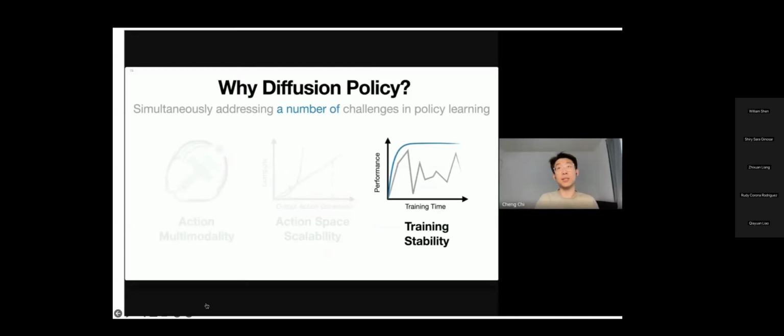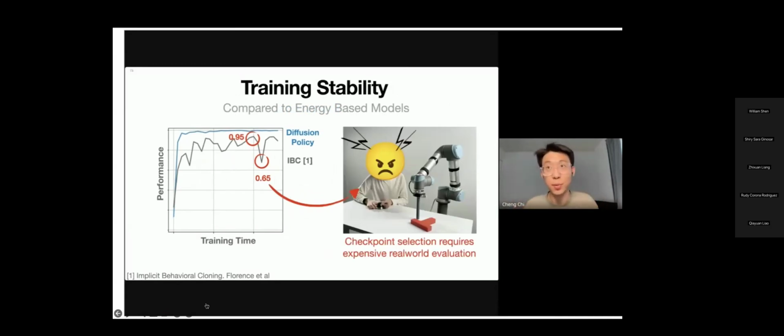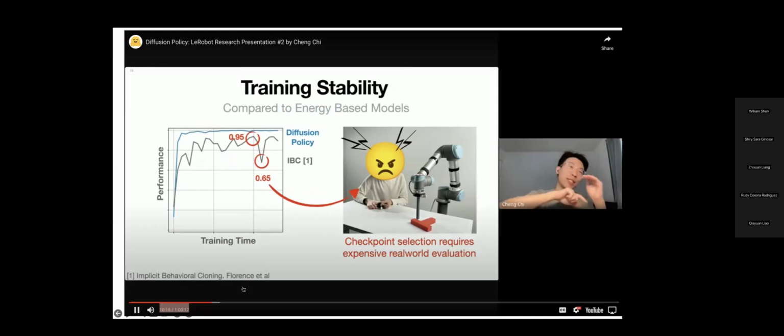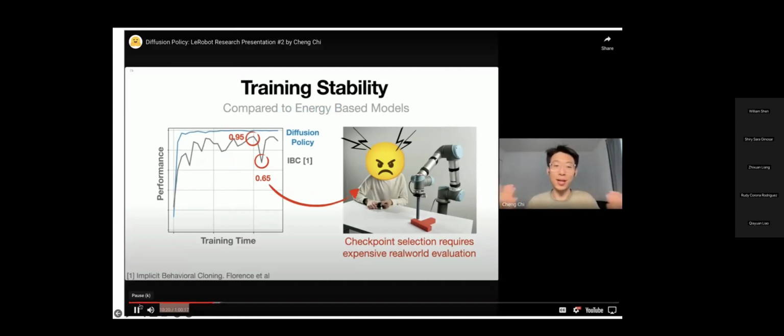Finally, diffusion policy is also quite stable to train, which is essential for robotics, especially compared against energy-based models, which I'll talk about later. This is because for robotics, checkpoint selection often requires very expensive real-world evaluation. It's not a metric that you can log during training. If the model easily overfits or easily diverges, you might not even know during training, and then you have to run every single checkpoint on the robot to figure out which one is good. That would be a very tedious and error-prone process.